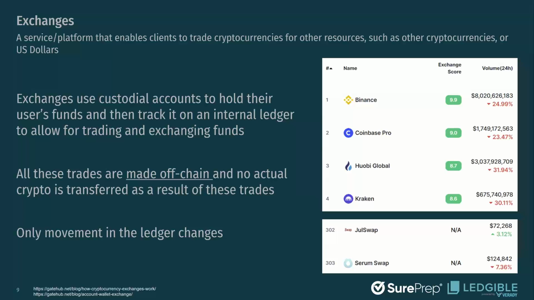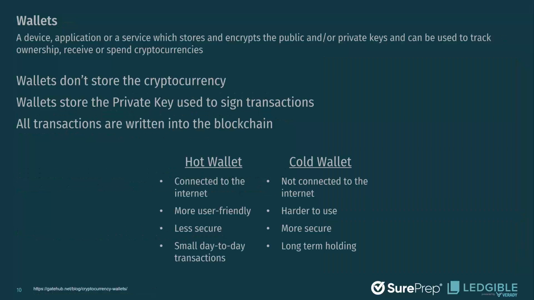Now, where exchanges are like the bank, a wallet is where you're holding the crypto yourself. A wallet is a program, application, or service that holds on to those keys, the private key and the public key that are used to sign and to have authorization and control over your crypto. Wallets don't store cryptocurrency. It's not like the traditional wallet you have in your pocket or purse. They're really just storing the keys that are used to sign transactions that allow you to actually do something with the Bitcoin that you own. And again, it's really key that all on-chain transactions are written into the blockchain, into that public ledger.